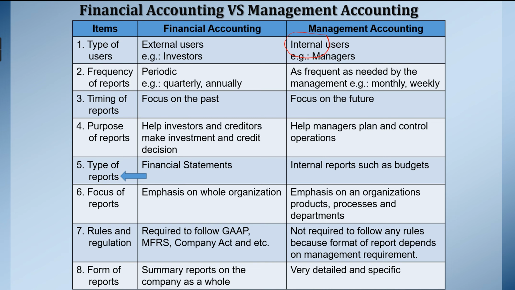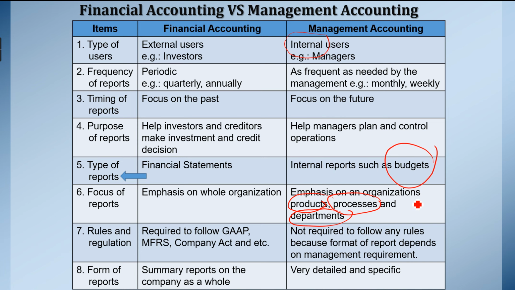Okay, but for management accounting, we focus on internal reports, and budget is one of the internal reports that we are using in MA. Okay, so focus on the reports. For FE, we emphasize on the whole organization. That means when we are preparing the financial statements, we are actually focusing on the whole sales period for that particular accounting period. Okay, tapi for ME, we focus on details. That means we emphasize on products or processes or departments. Okay, so your reports can be on everything.